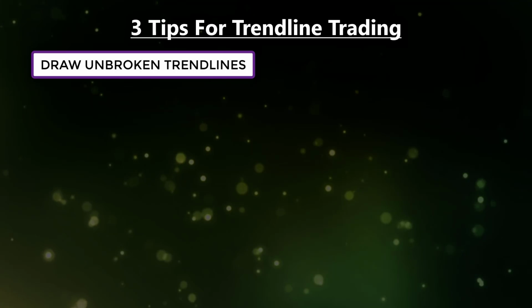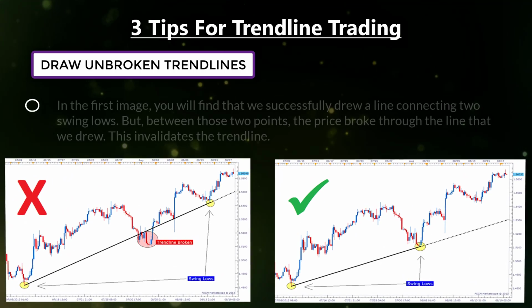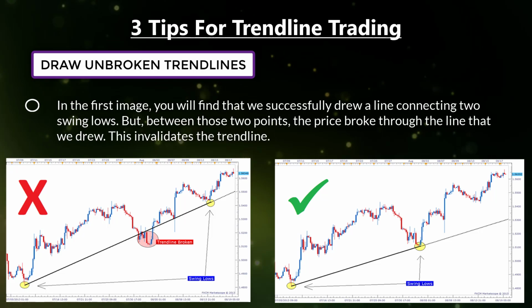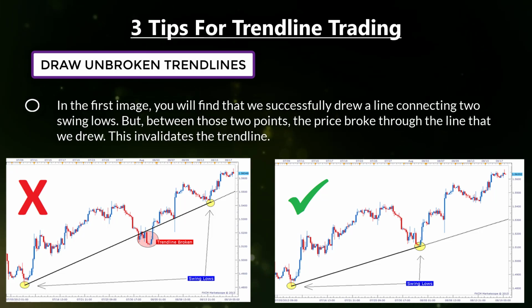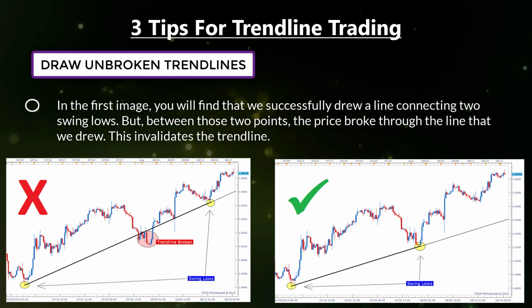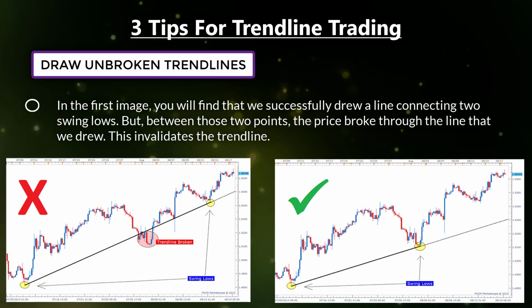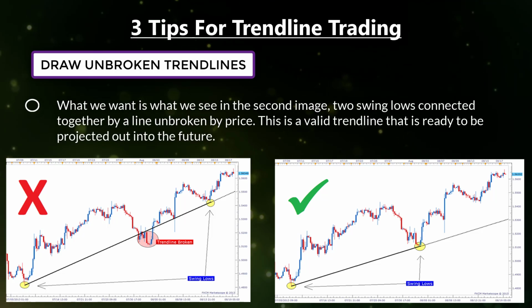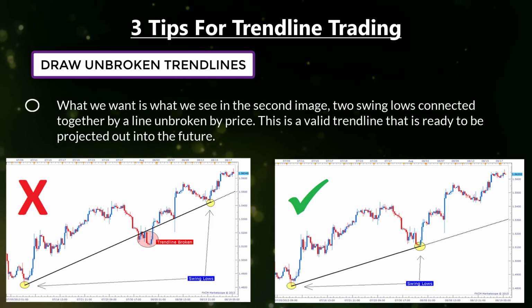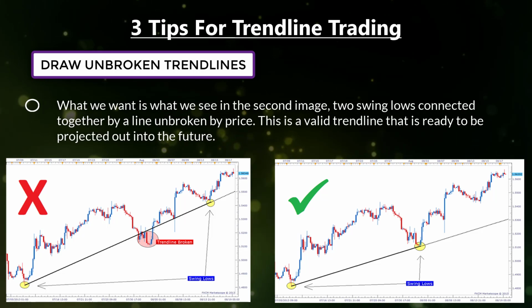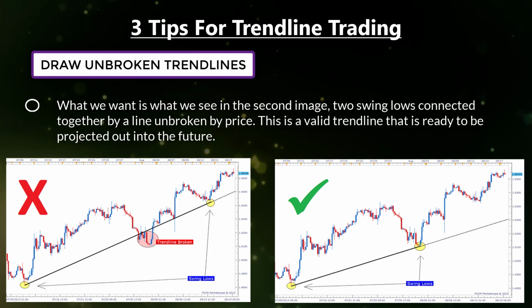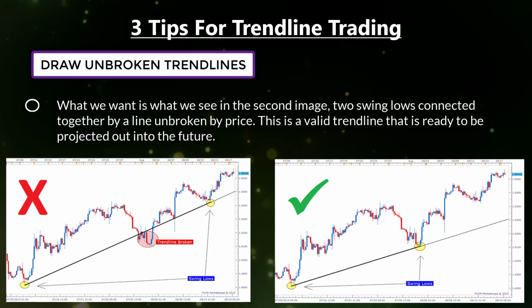Draw unbroken trend lines. In the first image, you will find that we successfully drew a line connecting two swing lows, but between those two points, the price broke through the line that we drew. This invalidates the trend line. What we want is what we see in the second image, two swing lows connected together by a line unbroken by price. This is a valid trend line that is ready to be projected out into the future.